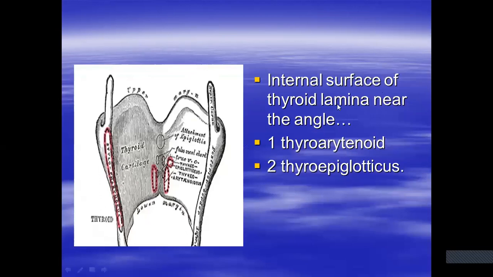Internal surface of the thyroid lamina near the angle, you see the attachment of thyroarytenoid and thyroepiglotticus muscles. Thyroarytenoid and thyroepiglotticus muscle.